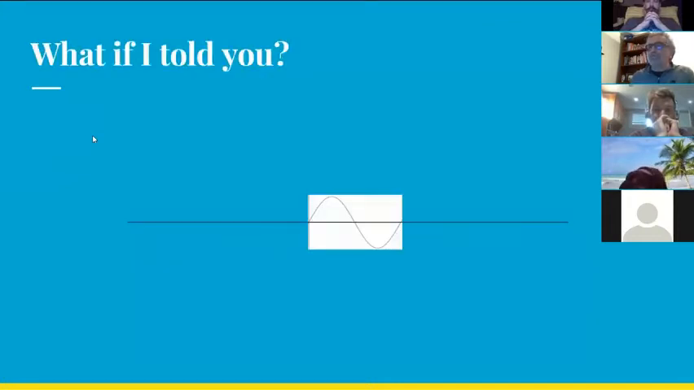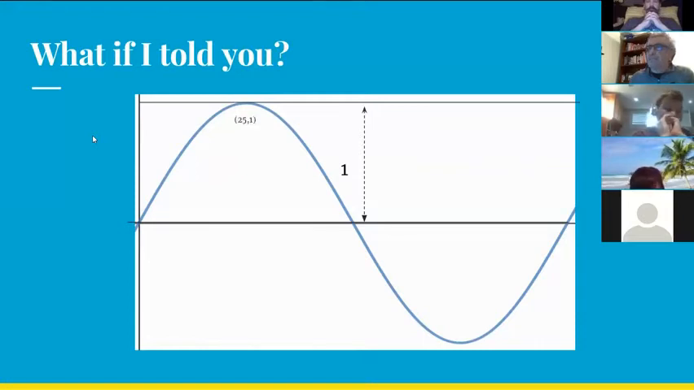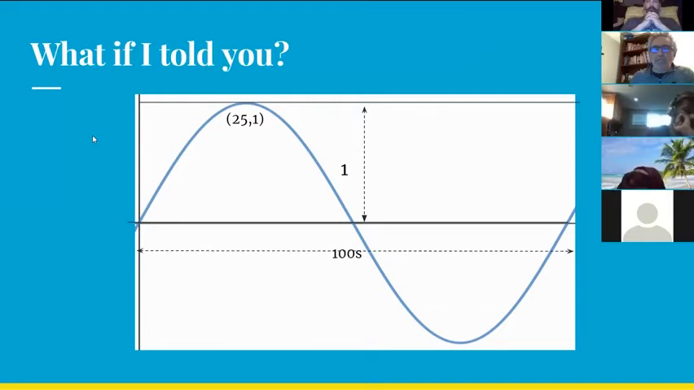So what if I told you, yeah, it looks like it could be a sinusoidal function, but let me add a bit of information. Okay, what if this was 1? How would that change your equation? Or not? What about this point now being 25, 1? And the period being 100 seconds.